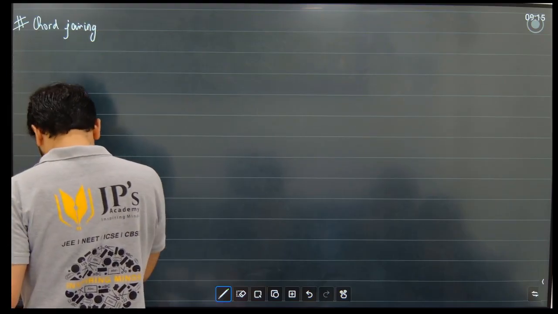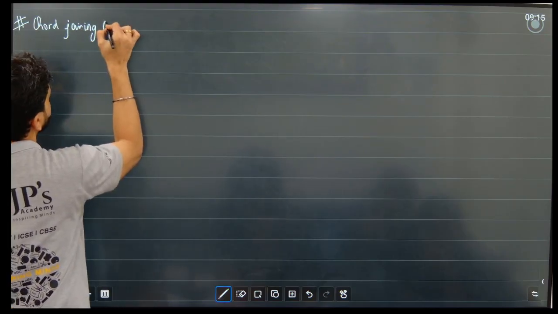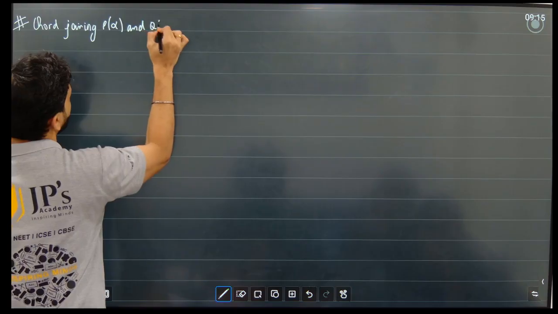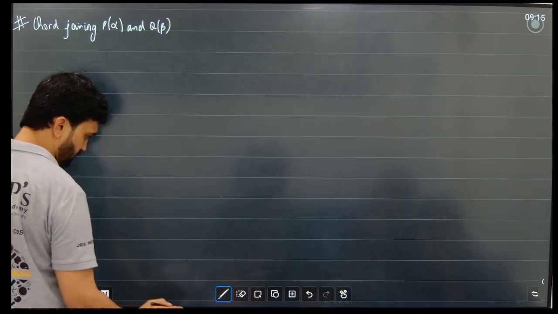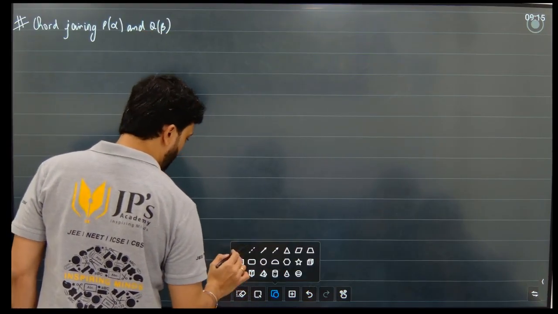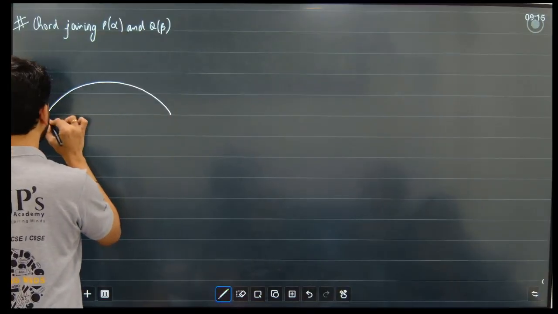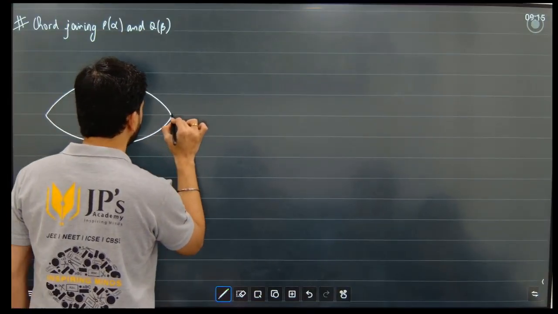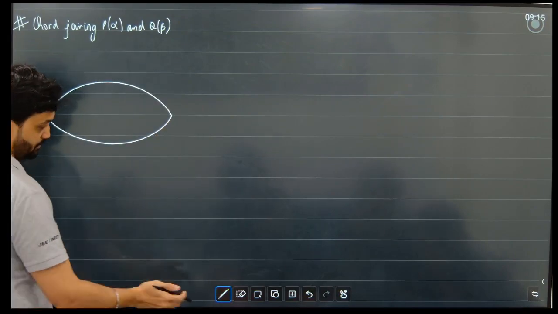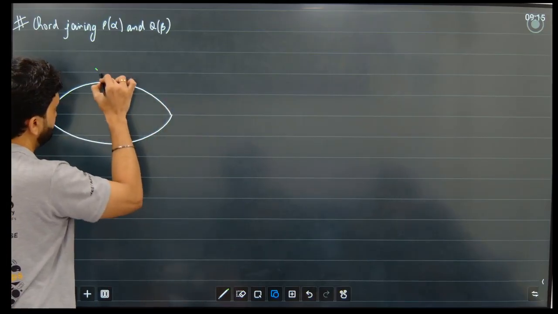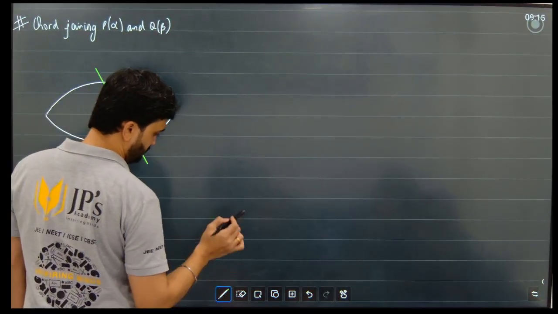Chord joining P alpha and Q beta. Remember this, very important part. Say for example, this is my ellipse. ये ellipse है, मैंने एक line ले लिया. The line is like this.